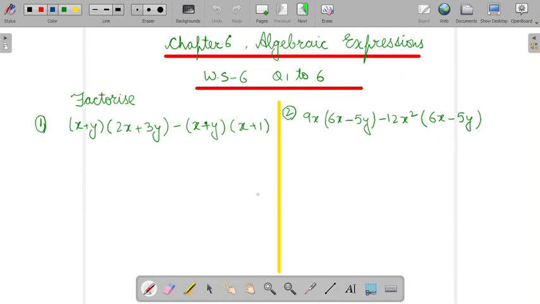Hello everyone. Now worksheet 6. This worksheet is related to factorization. Remember, in factorization always the term should be in the bracket. Means between the terms there should be a sign of multiplication. So same thing we will apply over here.